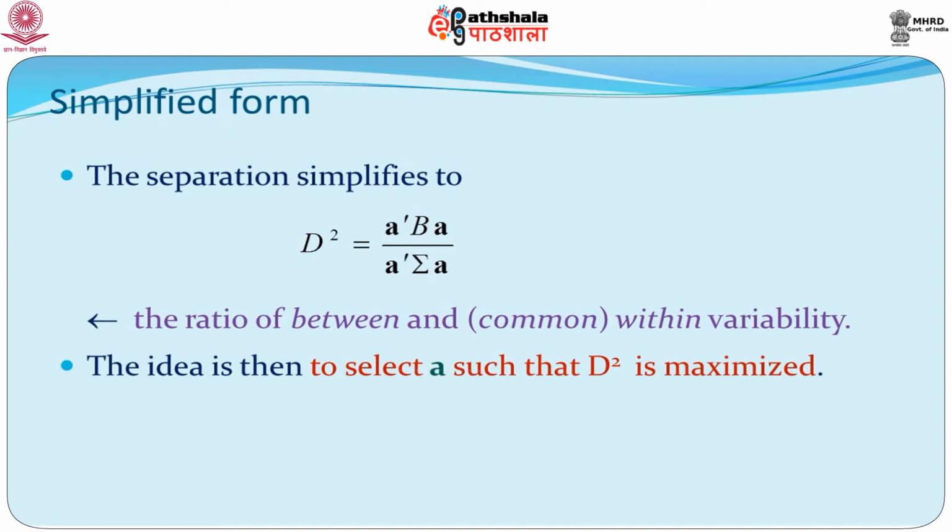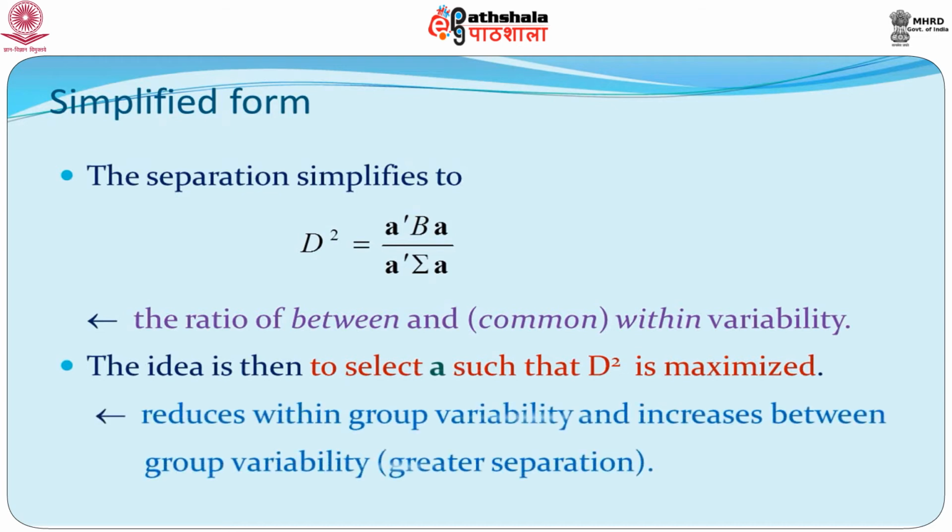What it does is it reduces the within group variability and increases the between group variability. Increasing the between group variability means there is greater separation. Reducing the within group variability means making the groups more and more homogeneous. So, we have homogeneous groups which are separated as far as possible.